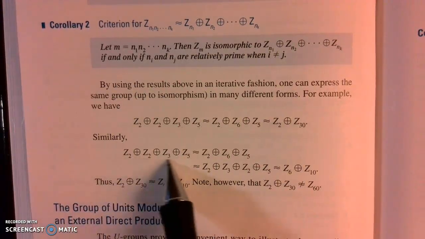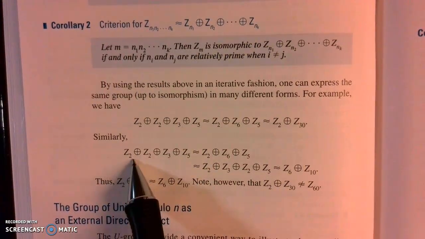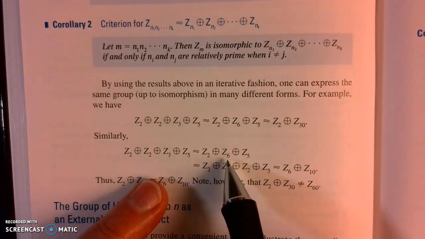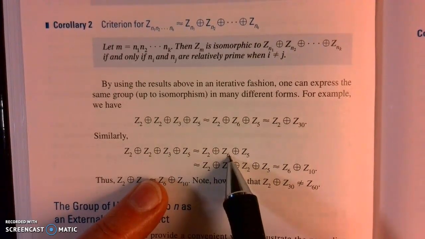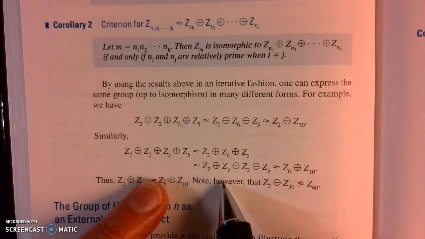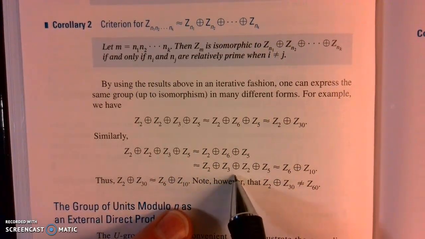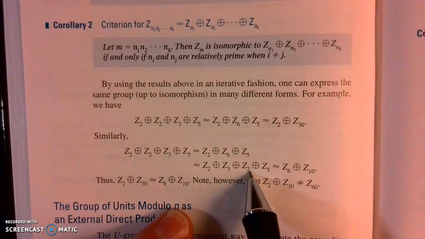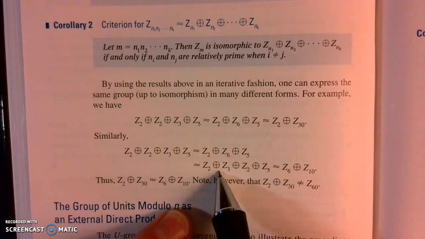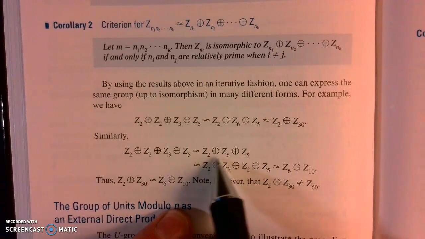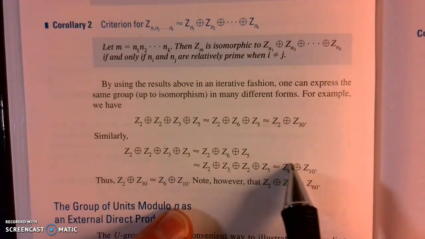Similarly, the same direct product is isomorphic to this, and then Z6 is isomorphic to Z3 plus Z2, and then combine these two, 2 and 3 are relatively prime, so Z2 plus Z3 is isomorphic to Z6.